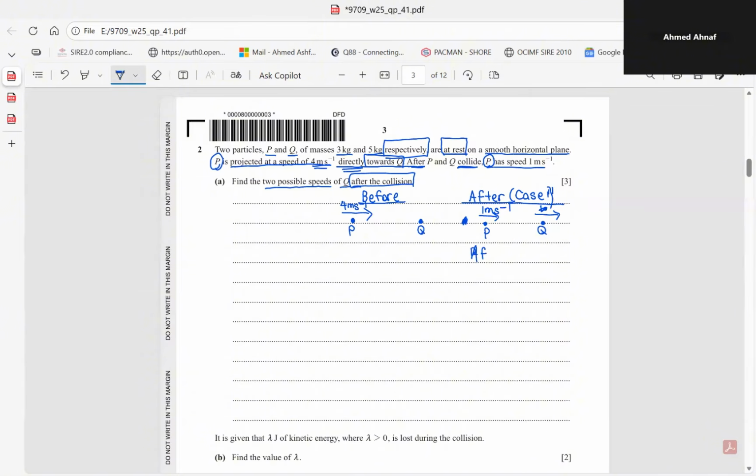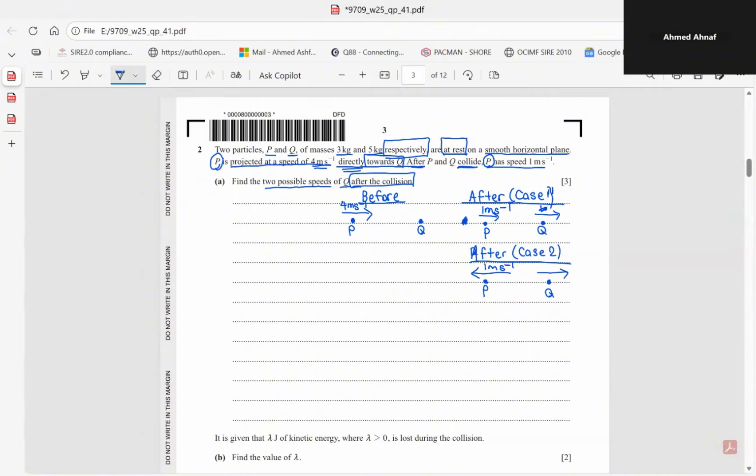Or after case number 2, Q can go in the opposite direction. Actually, that wouldn't make sense. Yeah, never mind. So Q cannot move in the other direction. Q can only move in this direction. So P will be the one that moves in the other direction instead.